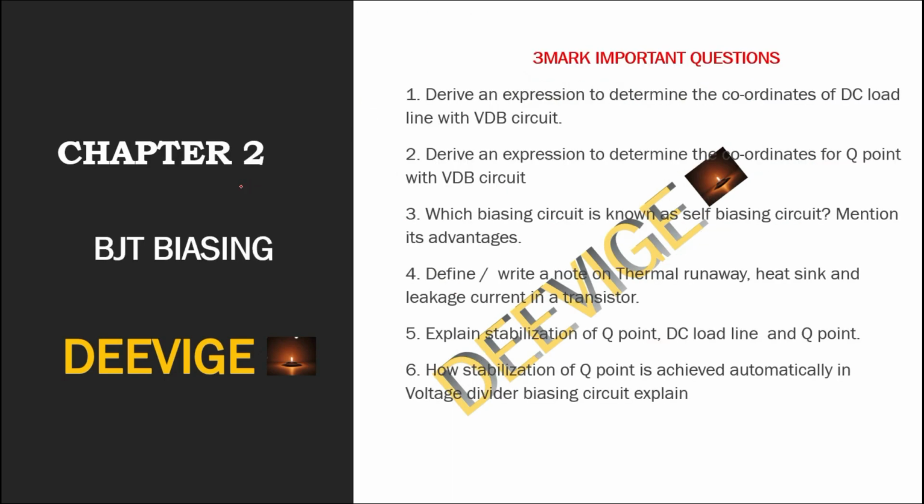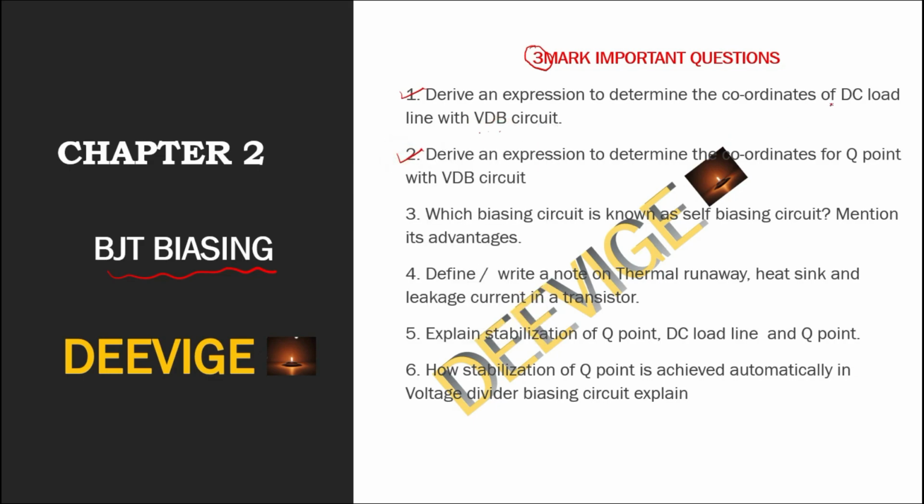Then second chapter, BJT biasing. You can do one thing, you can take the screenshots and then search for the answers, write them and practice. That will be helpful for you in the last minute. So in this also I am going to discuss only 3 markers. First one, derive an expression to determine the coordinates of DC load line with voltage divider biasing circuit.